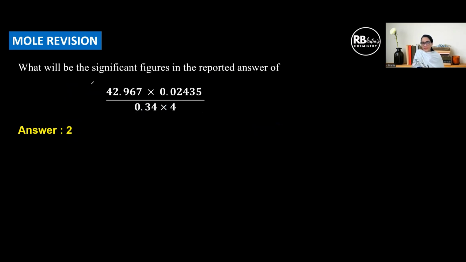You don't even need to calculate. If the question is asked this way, what will be the significant figures in the reported answer? They've not asked you the reported answer. So you'll simply say because the least number of significant figures are 2, so the answer here is 2.